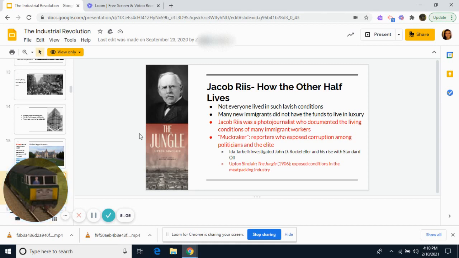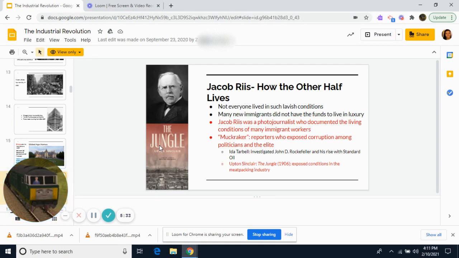Jacob Riis, How the Other Half Lives. Not everyone lived in such lavish conditions. Many new immigrants did not have funds to live in luxury. Jacob Riis was a photojournalist who documented the living conditions of many immigrant workers. So this is him right here. The Jungle, Upton Sinclair. Muckraker reporters exposed corruption among politicians and the elite.